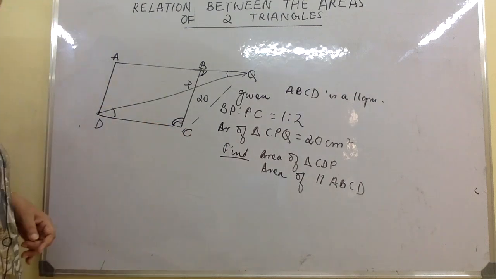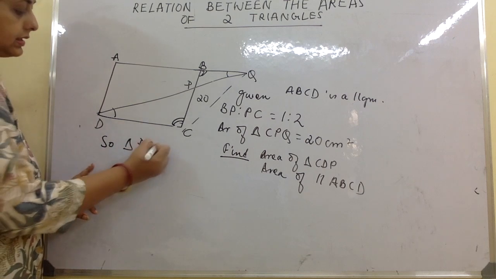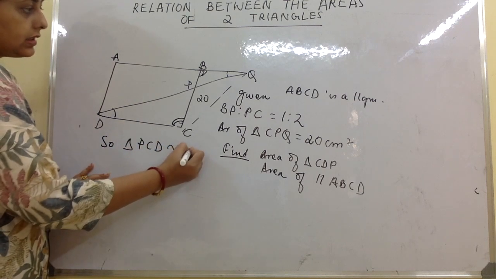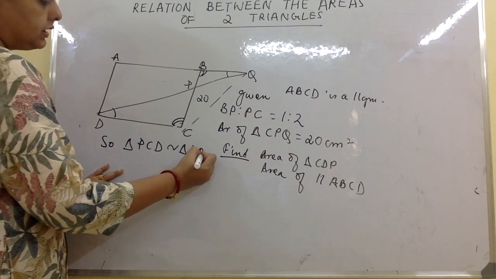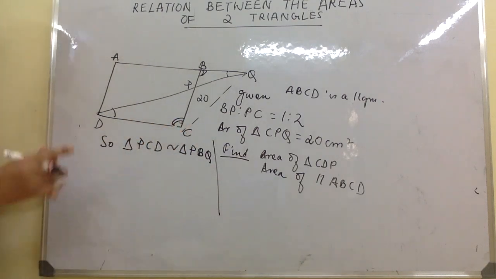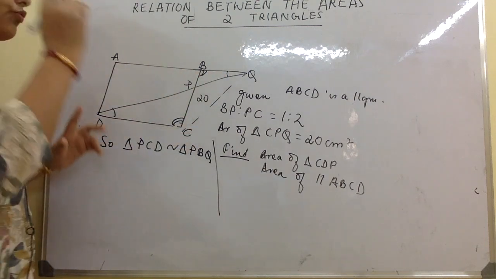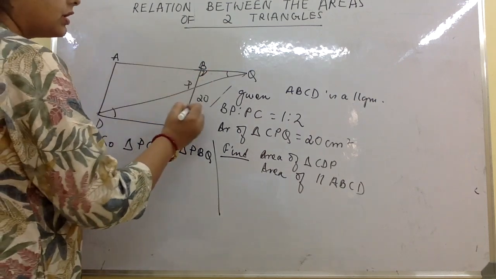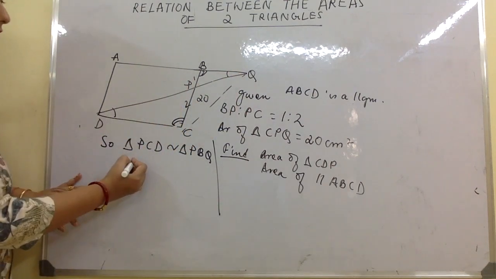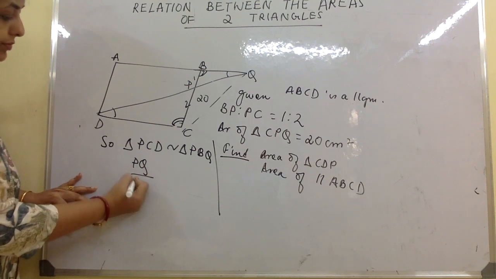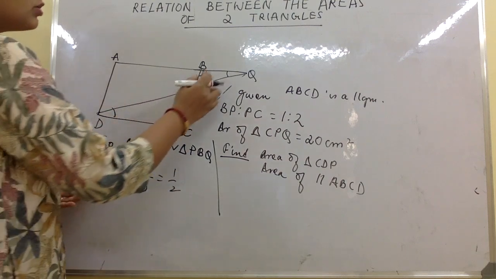So triangle PCD is similar to triangle PBQ by AA property. First we will have to prove similarity. You write two statements and prove these two are similar. First finish that. Once you have done it, the ratio here is 1 is to 2. That means the ratio of this to this is also 1 is to 2. That is PQ is to PD is again 1 is to 2, because ratios of sides of similar triangles are equal. Therefore, here also it is 1 is to 2.